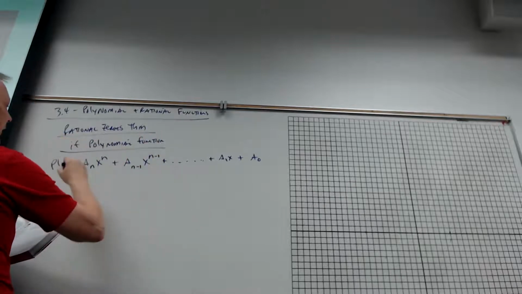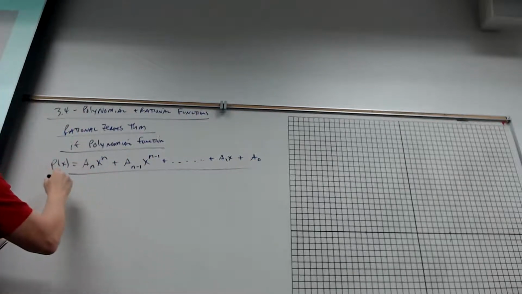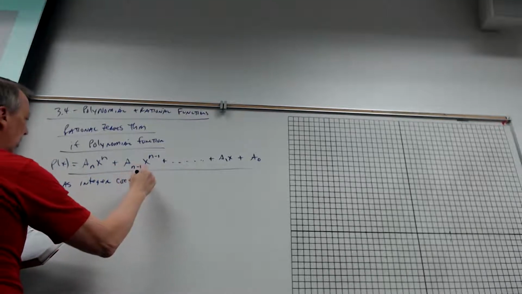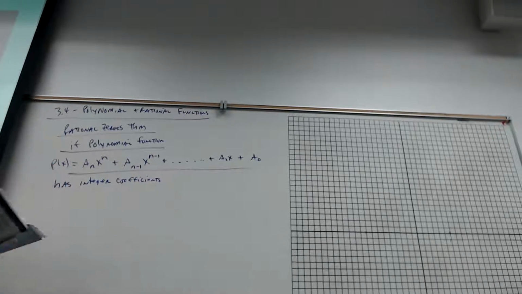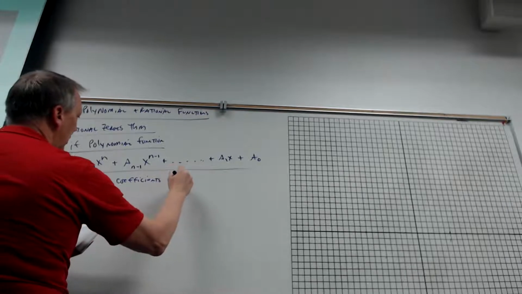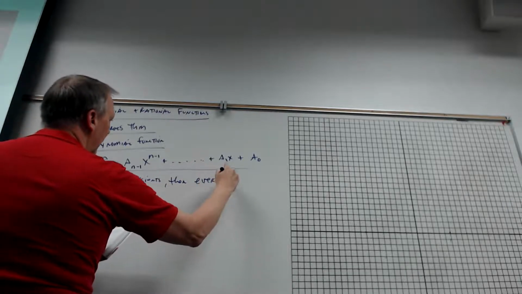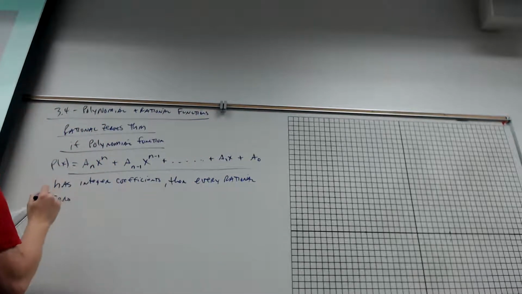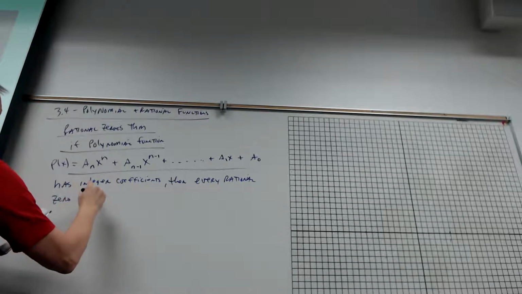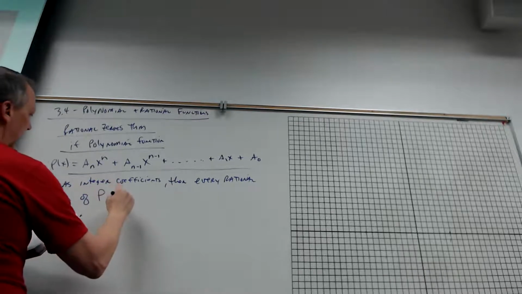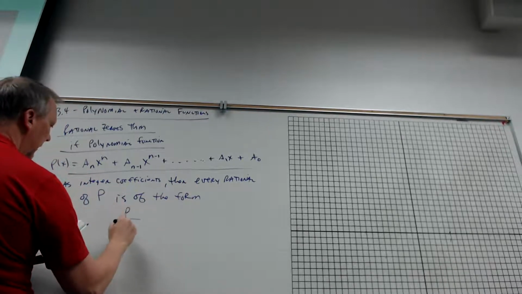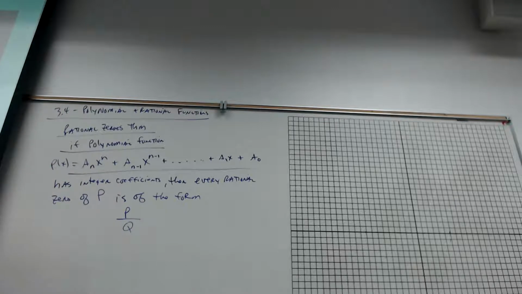So if the polynomial function that looks like this has integer coefficients, okay? So we are limiting this to integers. Then every rational zero of P is of the form P divided by Q. I'm going to run out of space really fast.